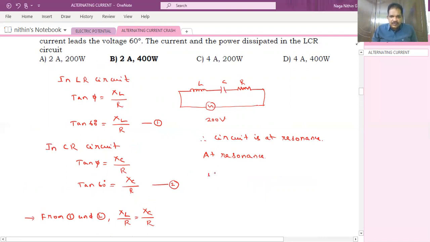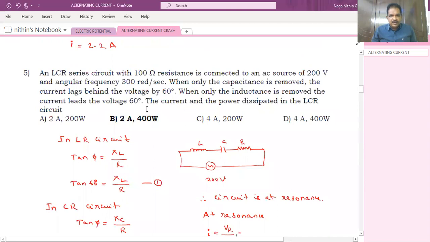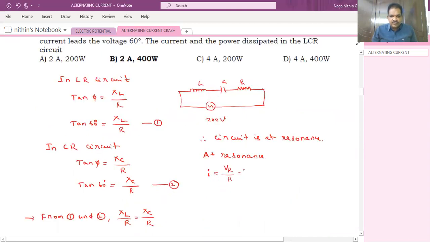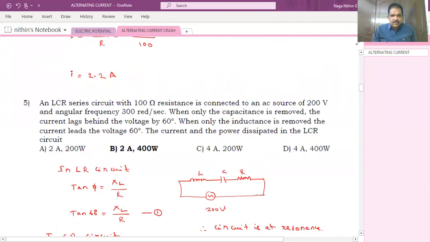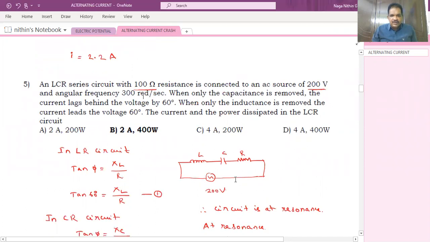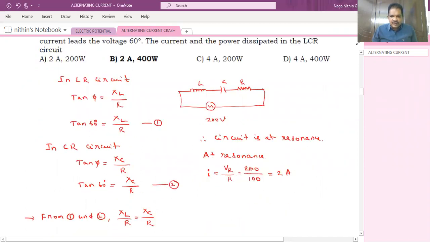At resonance, I is equal to VR by R. Here VR or V, the applied voltage, is 200. Resistance they gave 100. So it becomes 2 ampere. Applied voltage will be 200 volt, resistance will be 100 ohms. VR value is nothing but V only, no? Because at resonance, V is equal to VR. So here we can write V by R also. Same meaning will come. So that will be 2 amperes.